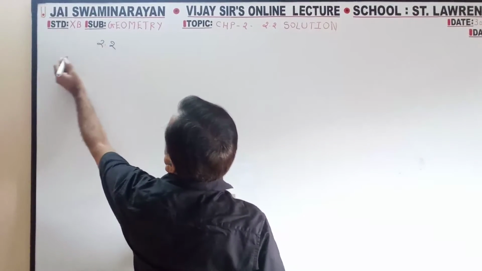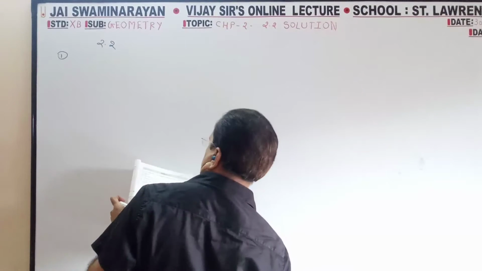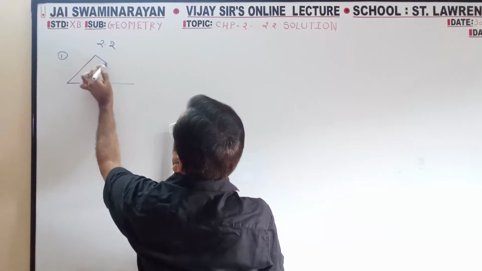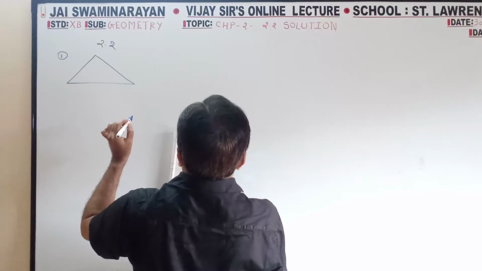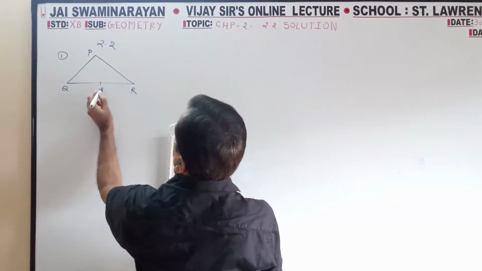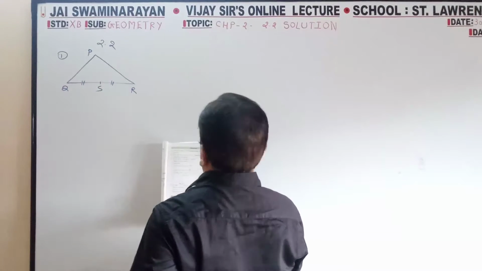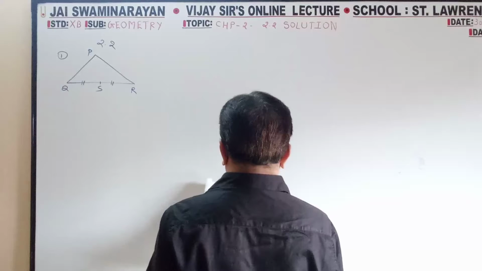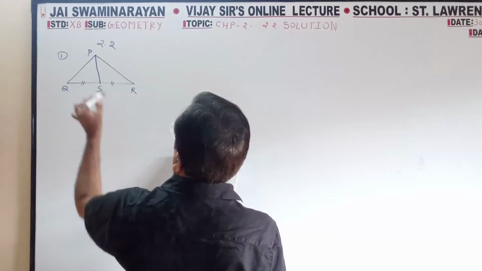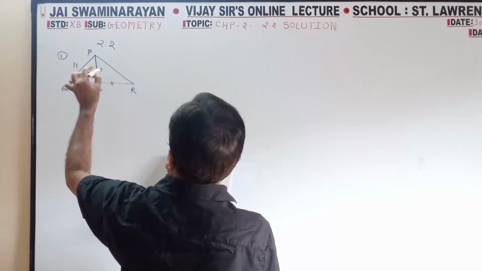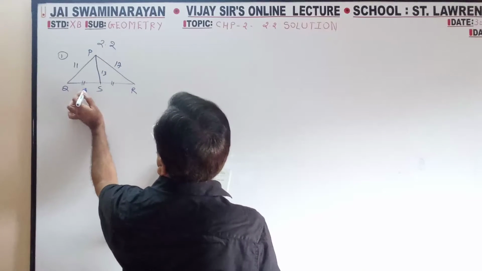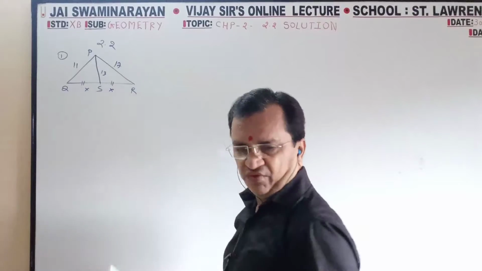First, in triangle PQR, S is the midpoint of QR. Join this. PQ is 11, PR is 17, PS is 13, both are x, and we have to find out the full length.